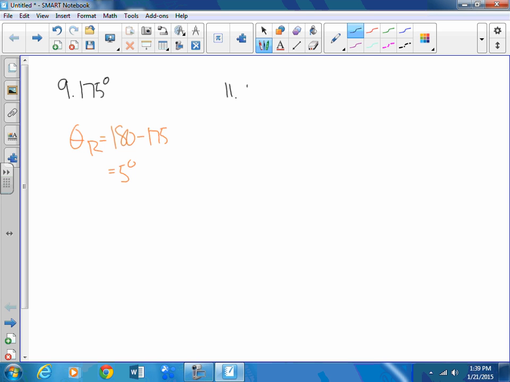For number 11, they gave me 250. 250 is in quadrant 3. To find my reference angle in quadrant 3, I do 250, so my original angle, minus 180. And when I do that, you get 70 degrees. So that's my reference angle, 70 degrees.